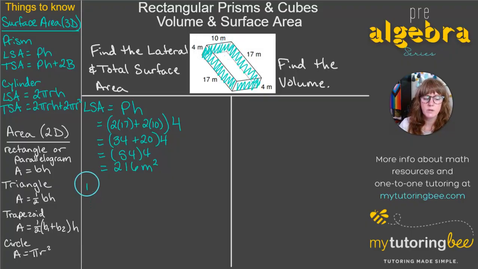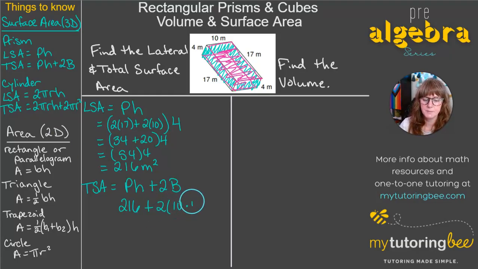Okay, now let's go on to the total surface area, which is pH plus 2b. So again, we've already found pH, which is the lateral surface area of 216, plus 2 times the base area, so the area of those bases. So again, the area of that base is 10 by 17. And we've got 2 of them, because we've got this one down here at the bottom, and then we also have the rectangle that is sitting on the top, right? So we've got 2 times 10 times 17.